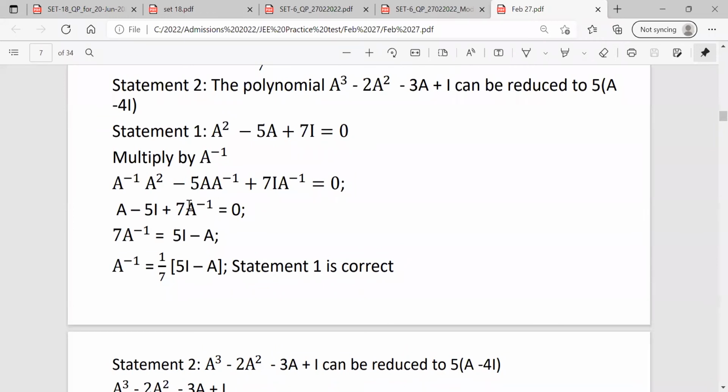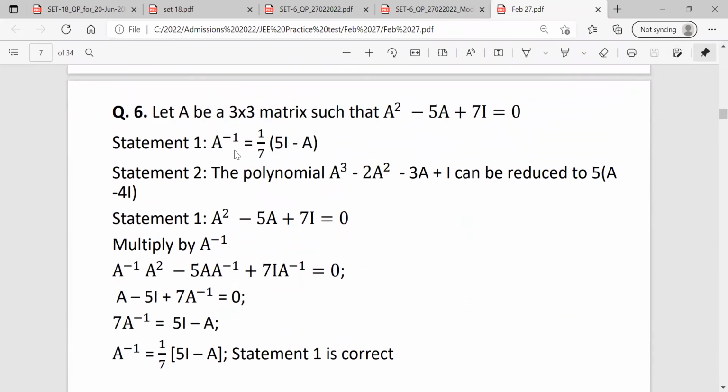From this, we can simply find 7A inverse. 7A inverse equal to 5I minus A. And in statement 1, it's given that A inverse equal to 1 by 7 into (5I minus A). So we can easily formulate what is A inverse: A inverse equal to 1 by 7 into (5I minus A). So we can get the first statement here, and statement 1 is correct. When you're answering any question, try to formulate the question in such a way that you will reach the answer. Or try to rearrange the question in such a way that you will reach the answer. This is really important when you're trying to write a competitive examination.